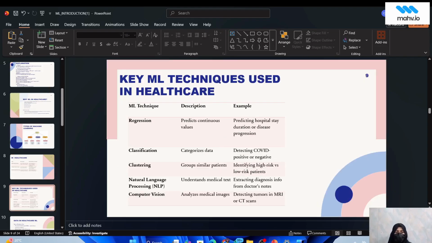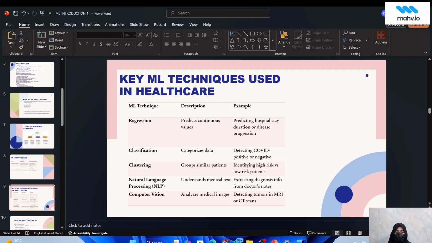After that, we see the techniques in healthcare. The techniques include regression, classification, clustering, NLP, and computer vision. So what does regression mean? In regression, we have continuous value prediction, like predicting hospital stay duration or disease progression. So there is no fixed value here. We have continuous values here.